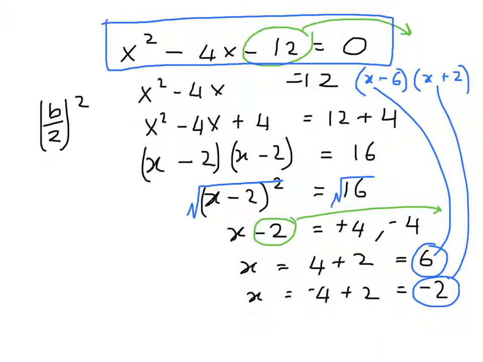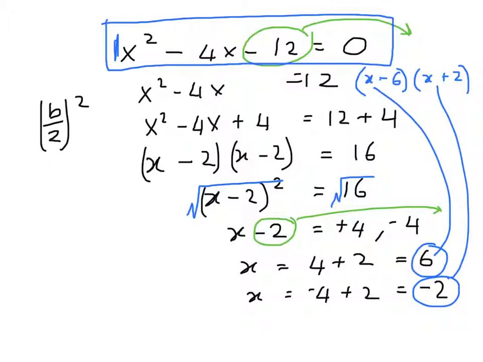So we only use this method if we can't just look at the equation and factorise it with our two brackets, and then we start our method. Also remember, when we're factorising using this method, there must be only a 1x squared in the front.